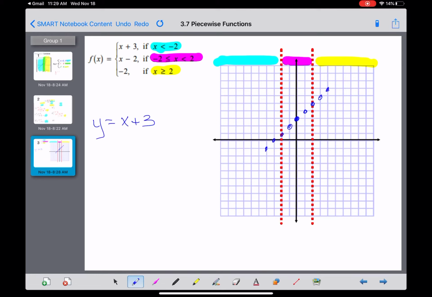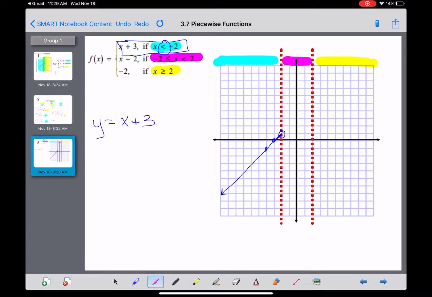So since this line should only be in the x is less than -2 zone, I'm only going to connect my dots on that side. All other values get erased because that line does not exist in any other domain. Lastly, I do want to concentrate on this does not have an equal sign, so I'm going to place an open circle at the dotted line.